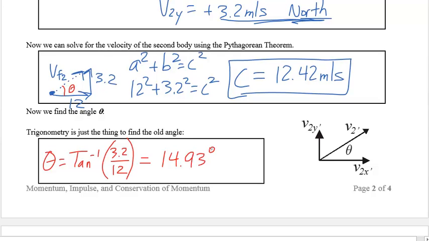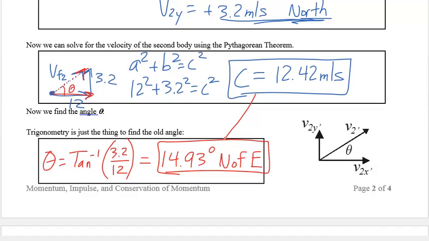14.93 degrees. So this line here is moving to the east, and our actual velocity is north of that, so the direction is 14.93 degrees north of east. You need both answers together in order to have your actual velocity for speed and direction. So hopefully this made sense, and we will work on those problems tomorrow.